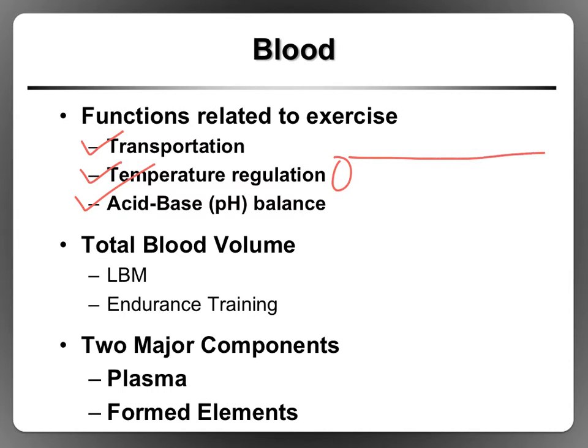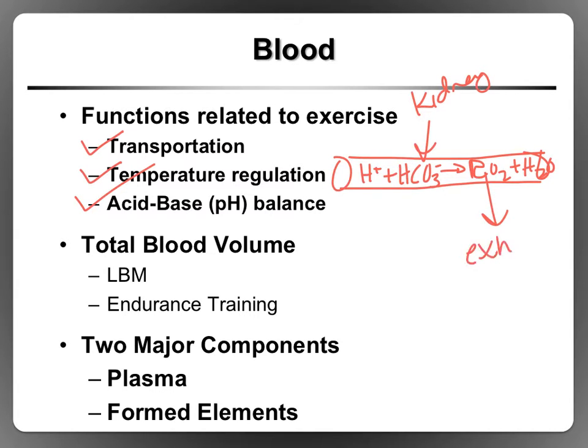Remember that in your bloodstream, as hydrogen ions accumulate, they bind with bicarbonate ion, which comes from the kidney. That gets rid of the hydrogen ions, but in the process produces CO2 and water, and then we can exhale. We can get rid of that CO2. So blood has an important role in acid-base balance or pH balance, because if hydrogen ions get too high, pH gets too low.